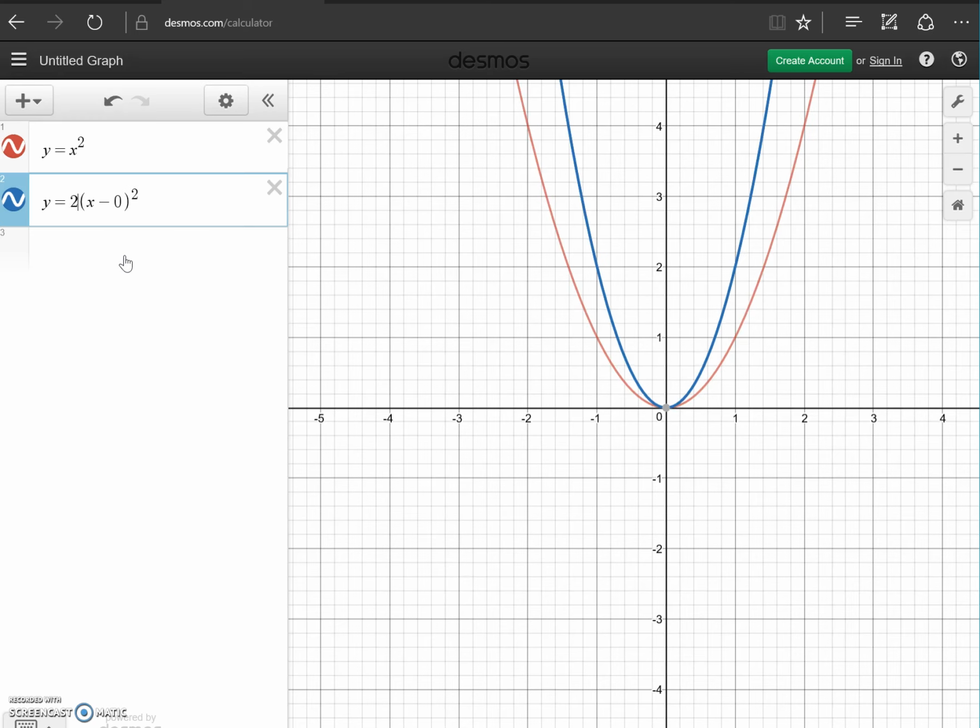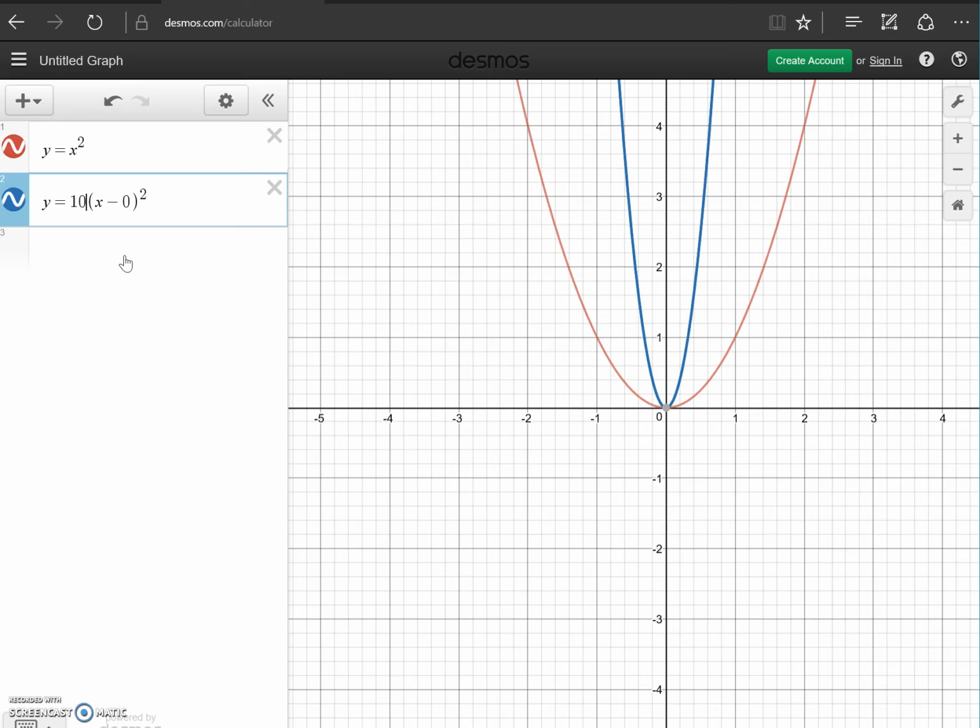Aha, the graph became a little bit more narrow. If I put in a 3, notice the graph is now even more narrow. If I put in a 4, more narrow. If I put in a 5, narrower. If I put in 10, notice that we're super narrow. If I put in 100, well, we're really narrow. So maybe we can kind of say what's happening. Well, it turns out this number is going to affect the width of the graph, whether the graph is really narrow or whether the graph is really wide.